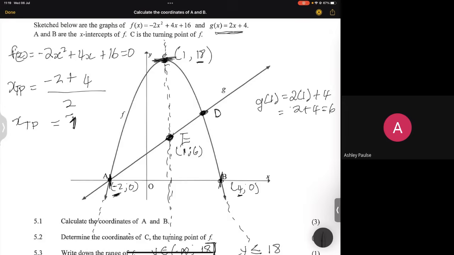So how can we now obtain the distance CE, right? The distance CE would be the difference between the y values. So I would say, well, this is 18 minus the y value there. We said it's 6. So it means that CE would be equal to 18 minus 6, and that would give me 12 units. Does that make sense?